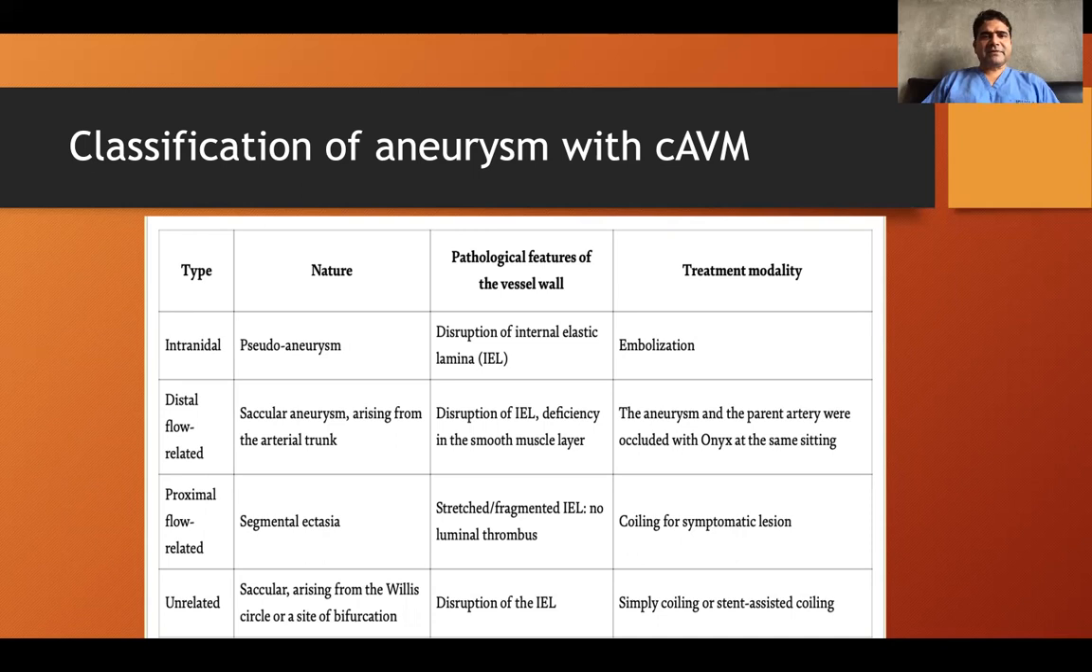Based on this classification system, for type 1, intranidal, the treatment modality is embolization. For type 2, that is distal flow related, the aneurysm and the parent artery were occluded with Onyx at the same setting. Proximal flow related is treated with coiling for symptomatic cases, and unrelated with simple coiling or stent assisted coiling.